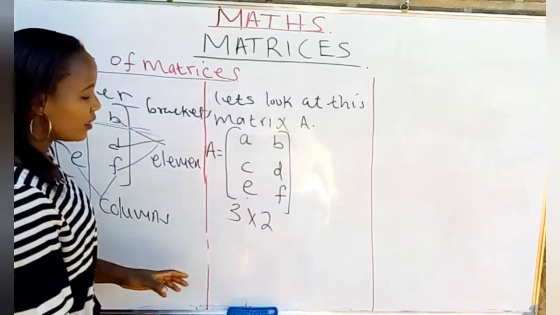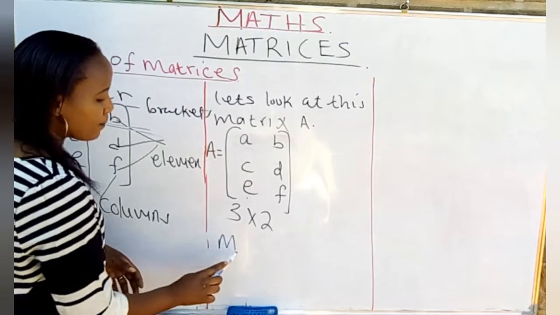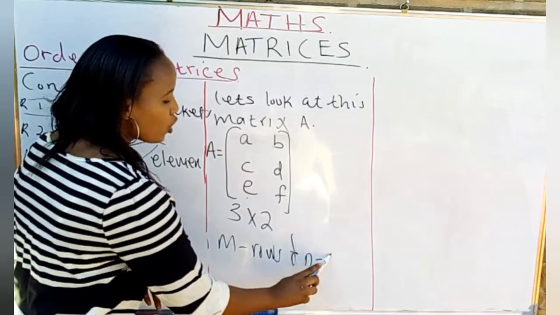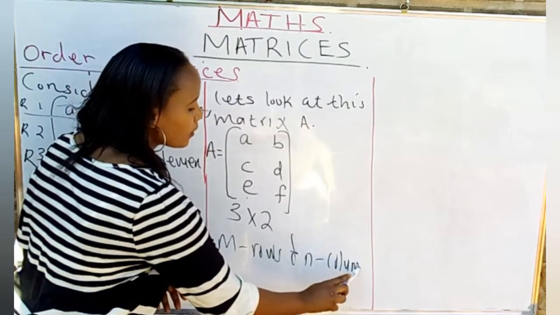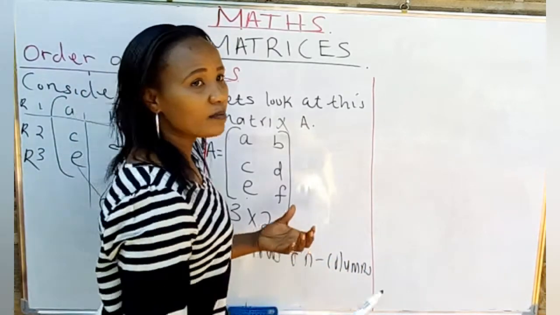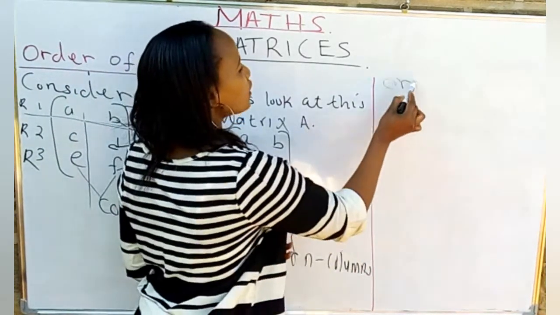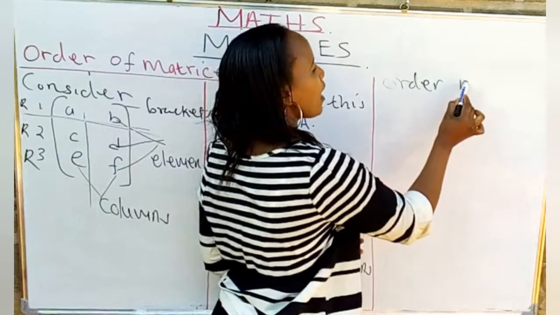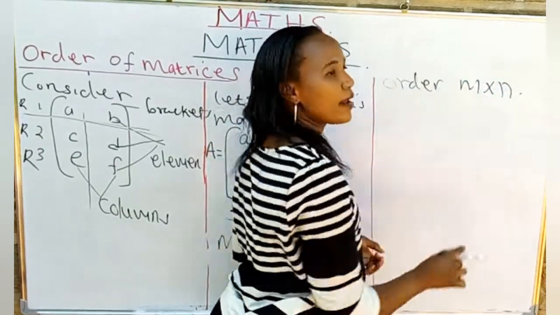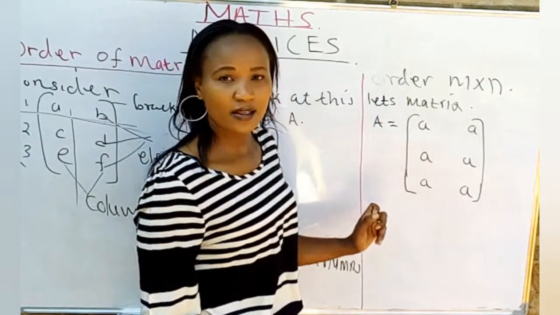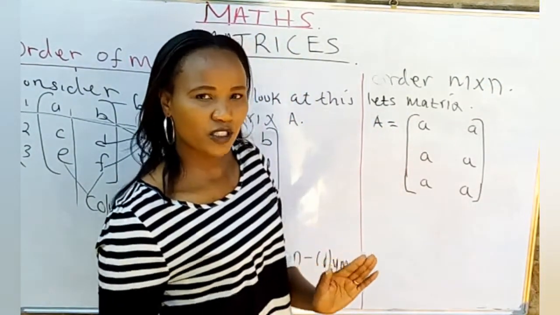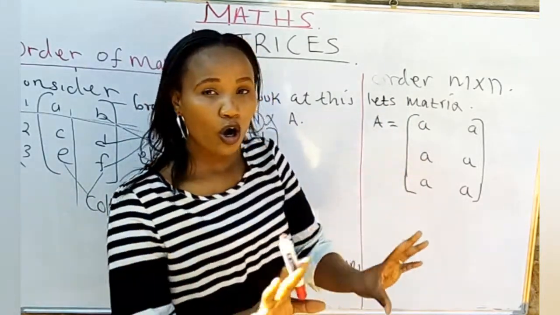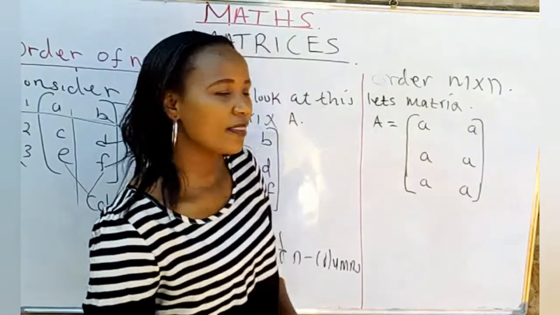Now generally, if a matrix has m rows and n columns, then we say that matrix is of order m by n. Now consider this matrix A and try to understand the positioning of these elements. I'm assuming now that all the elements are equal and the same.